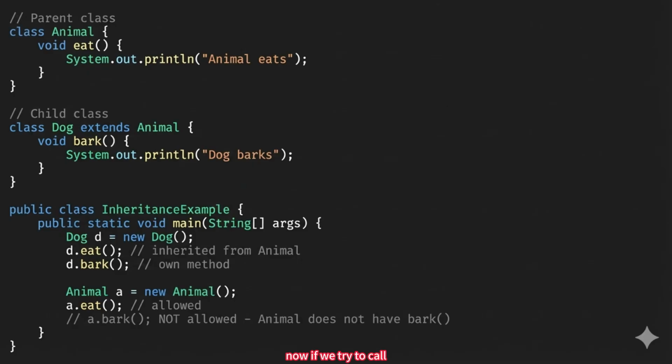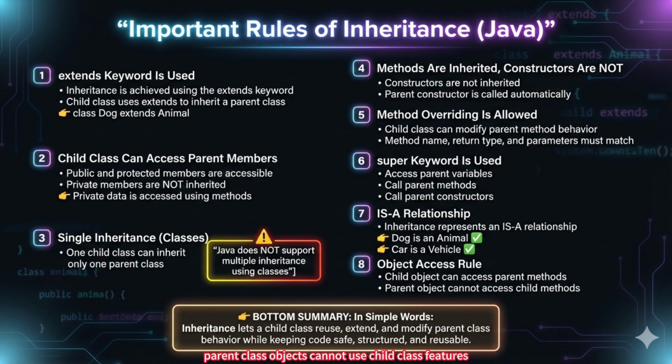Now, if we try to call a.bark, this will not work. The reason is very simple. The animal class does not have the bark method. Bark exists only in the dog class. A parent class cannot access child class methods or variables. So Java gives an error because parent class objects cannot use child class features.